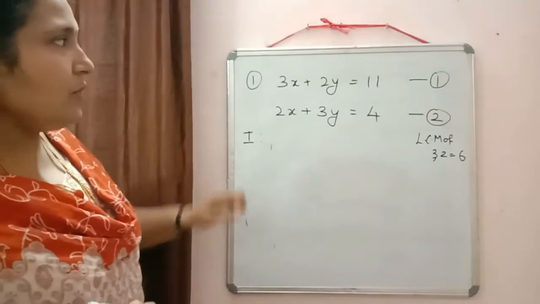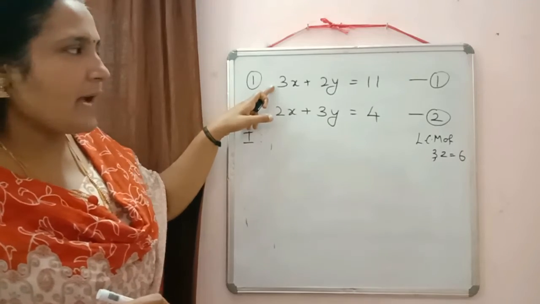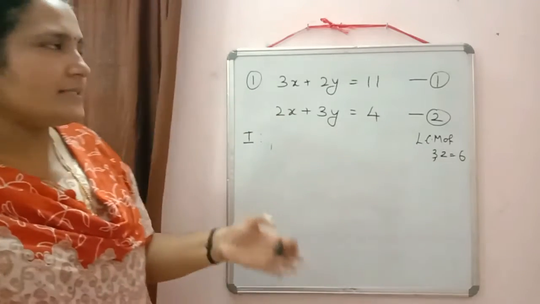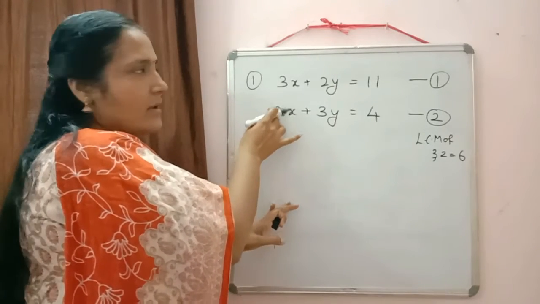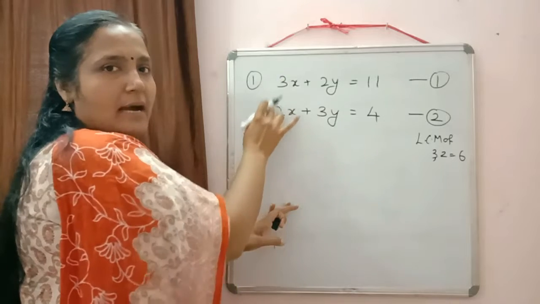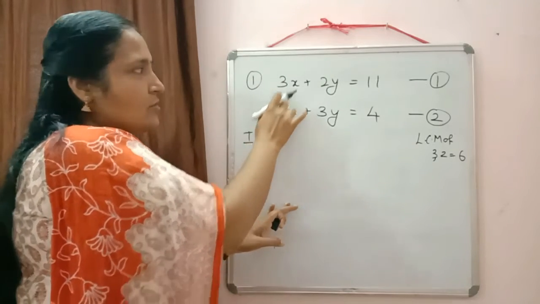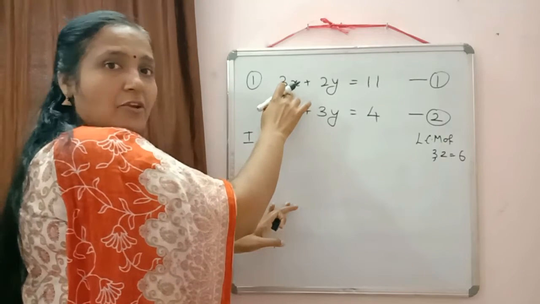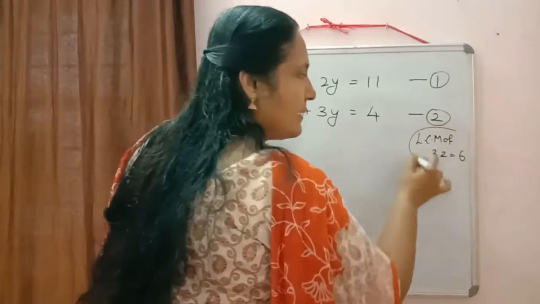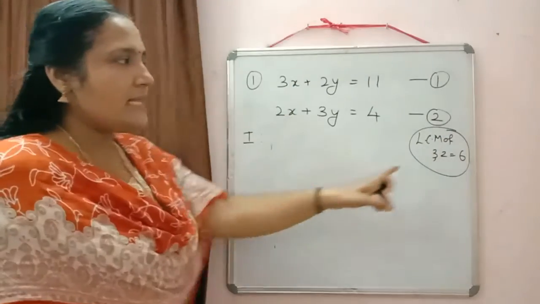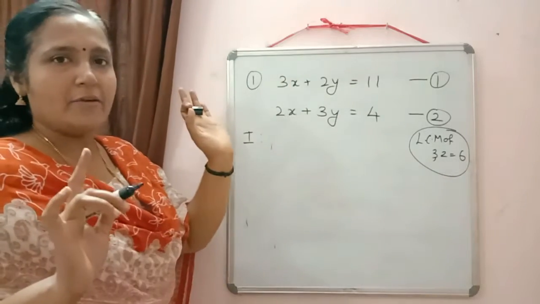So what will we do? We will make the coefficient of x equal to 6. Either you can use this method or the simple method is, take the coefficient of x in the second equation and multiply the first equation by that coefficient. Here the coefficient of x is 2. So we will multiply equation 1 by 2. Why are we multiplying it by 2? Because LCM of 3 and 2 is 6. That's why we are multiplying it by 2.